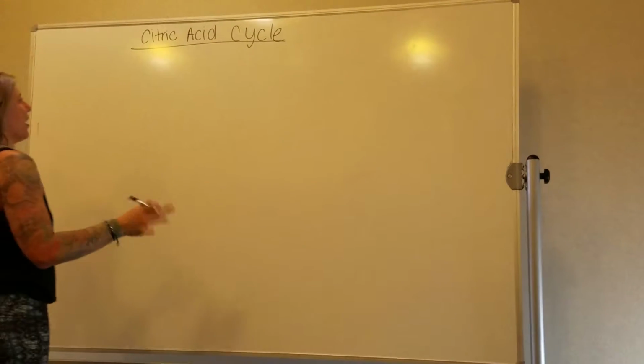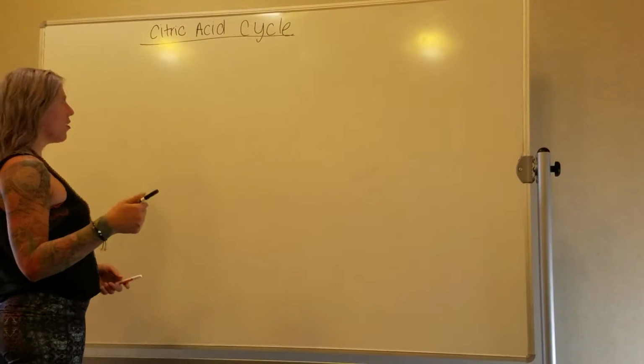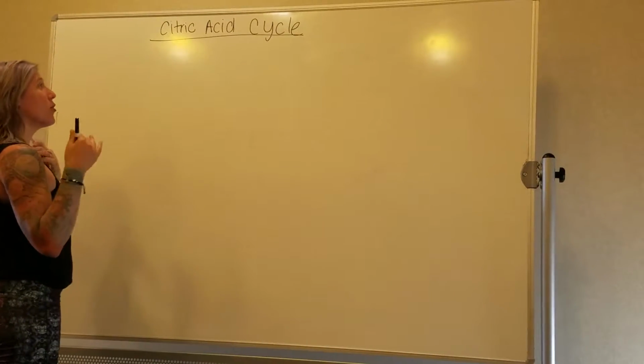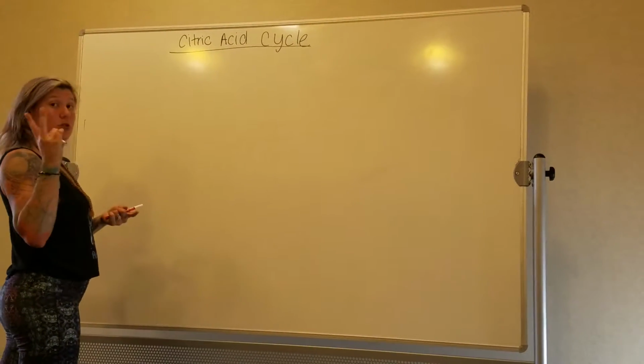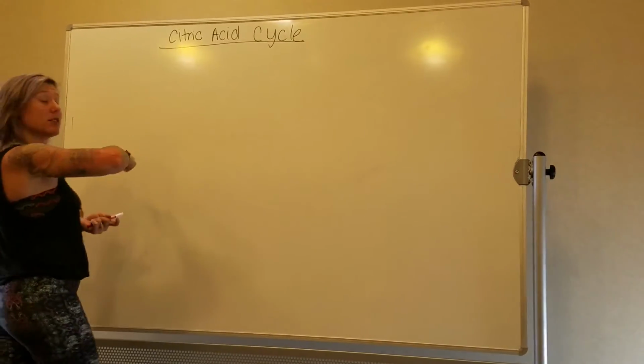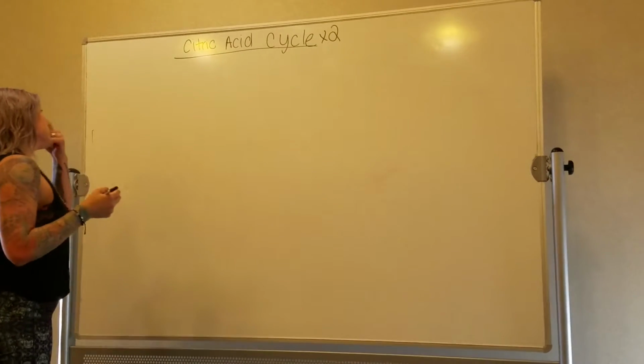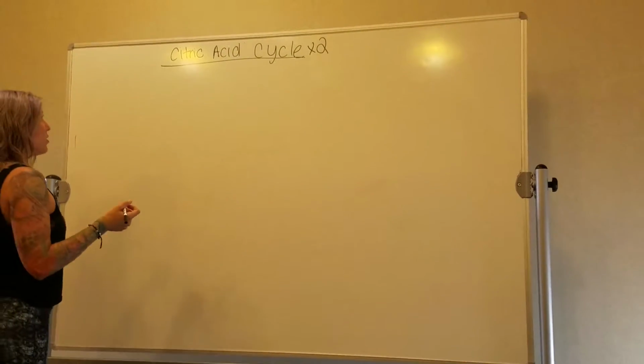Acid cycle. We have to remember that for every cycle of the citric acid cycle, it's only one pyruvate, but for every one glucose, there's two pyruvates. So we have to remember to cycle twice, so that's why I always write times 2. So we're coming out of the transition stage.